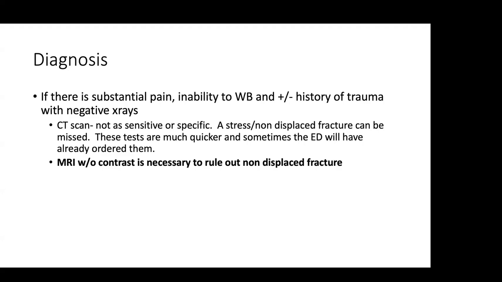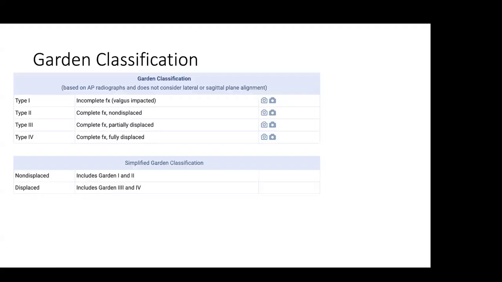Whether this is done in the ER or as an outpatient is a discussion to have with the attending and the ER, but you want to make sure the MRI is done. If there's no visible fracture on X-ray, they can get a CT scan and that can be negative, but they can still have a positive stress fracture.